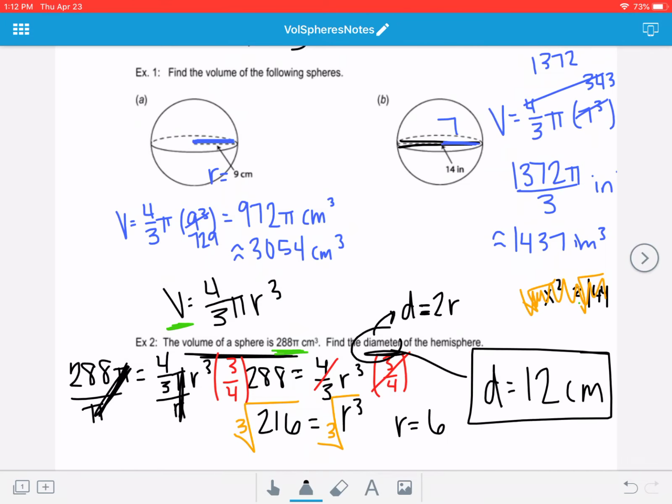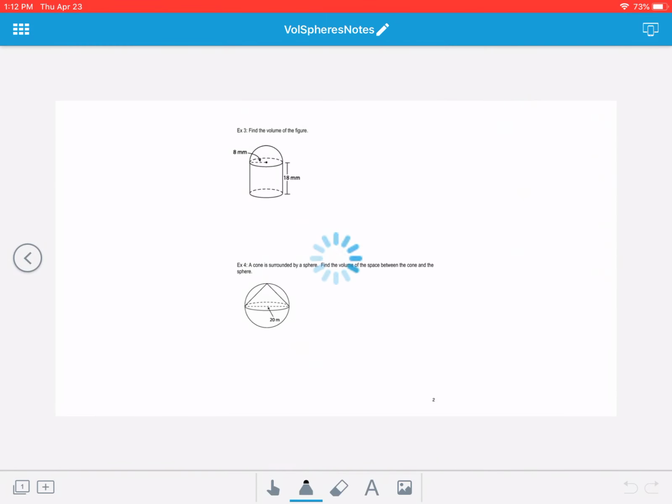of 12 centimeters. Oh, I have a couple on the back. Cool. Perfect. I'm glad I'm not done yet.